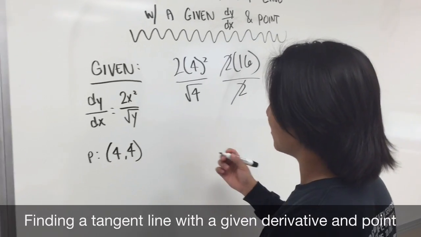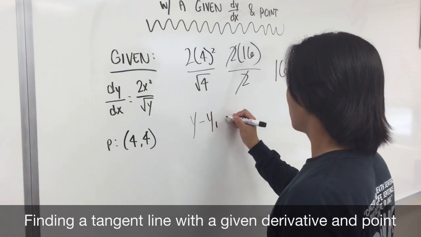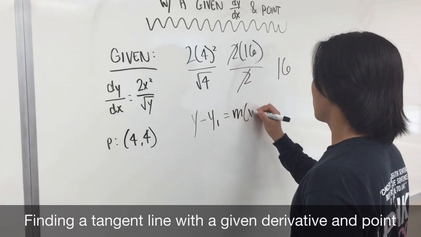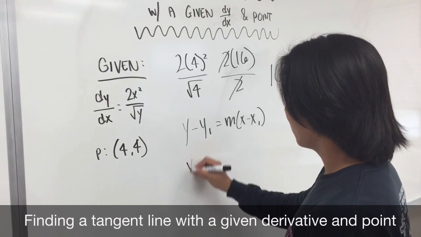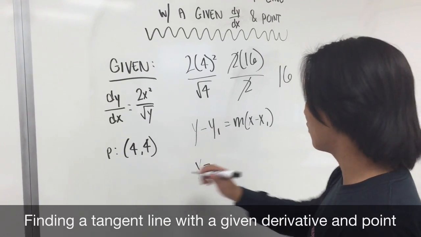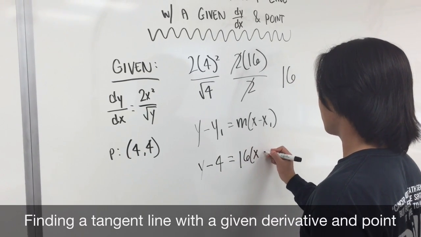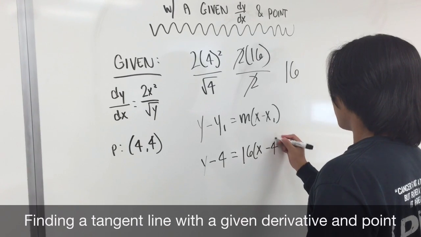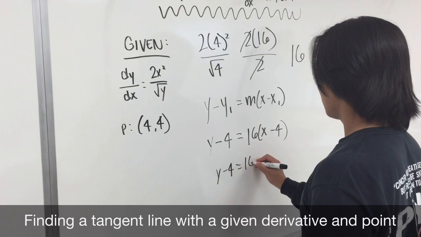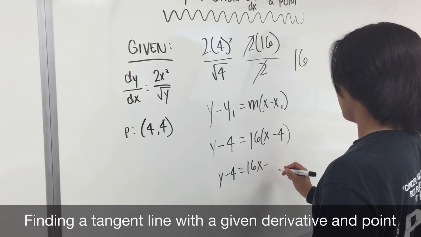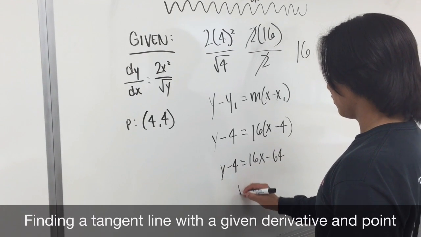Since your point's already given, you can just plug it into the point-slope equation, with m being the slope. So y minus y1, where y1 is 4, equals 16, the slope, times x minus x1, which is 4. Then you can simplify that to get 16x minus 64. You can carry the y over.